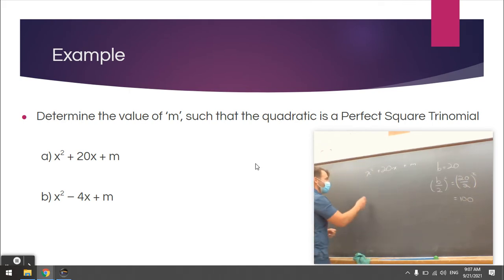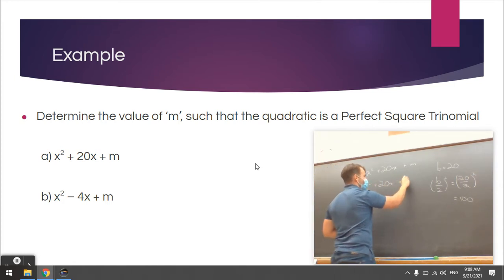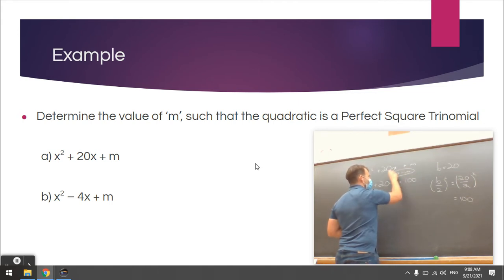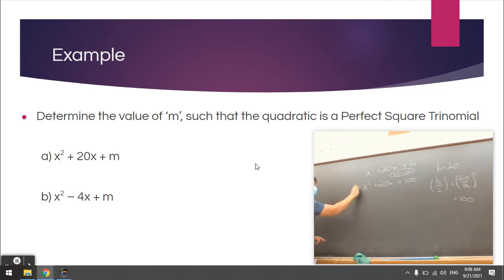Now let's take a look. x squared plus 20x plus 100. Okay, so let m equal 100 is what I do there. All right? x squared plus 20x plus 100. Well, that equals x plus 10 all squared.